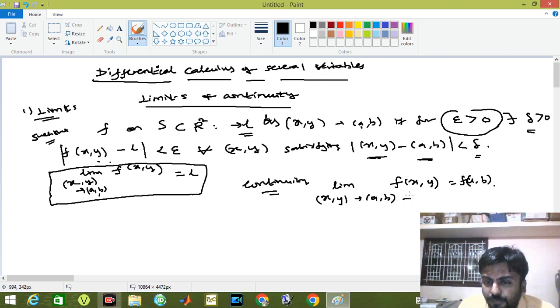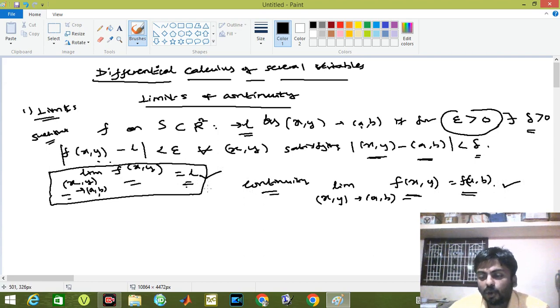If for the function f(x, y), you substitute x as a and y as b, and if there exists a limit L, then automatically f(x, y) will become f(a, b). So if there exists a limit, the function is continuous. If the limit does not exist, the function is not continuous. That is the case here. You have to understand that.